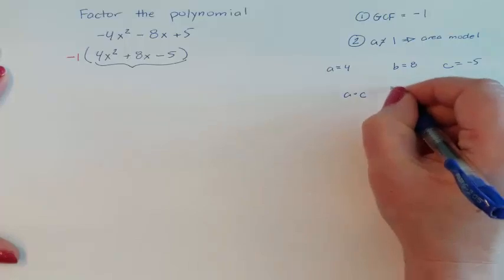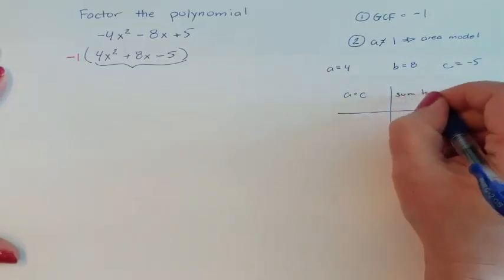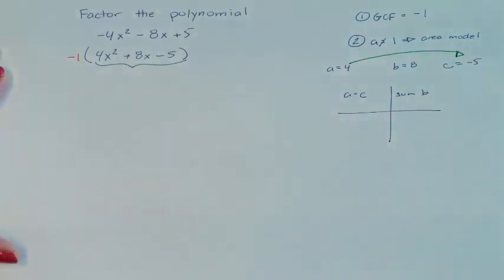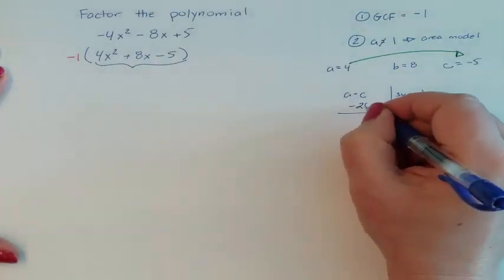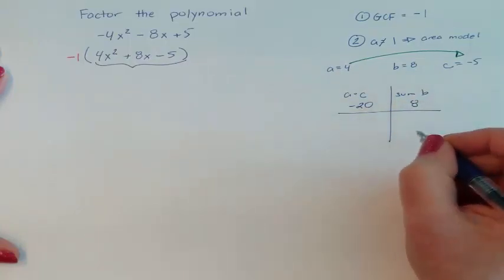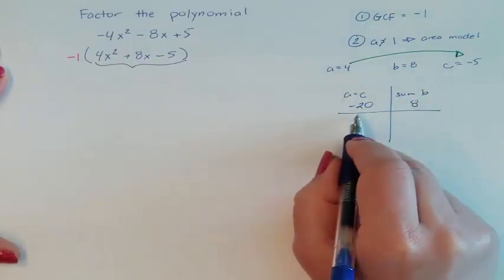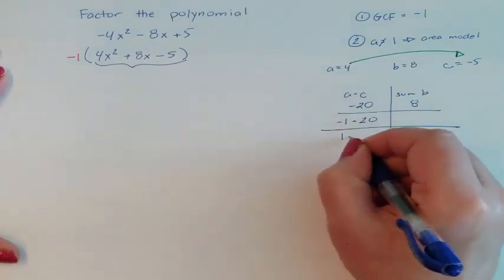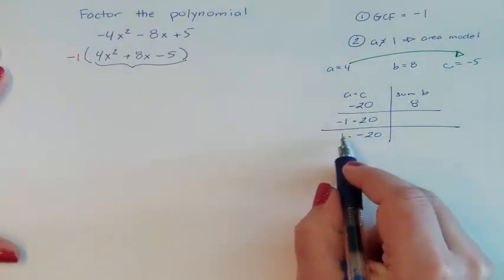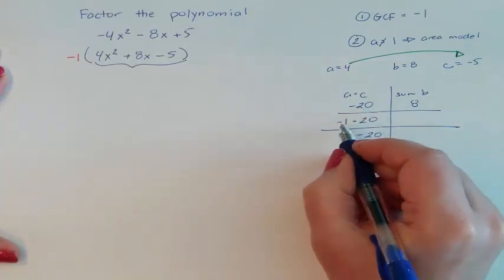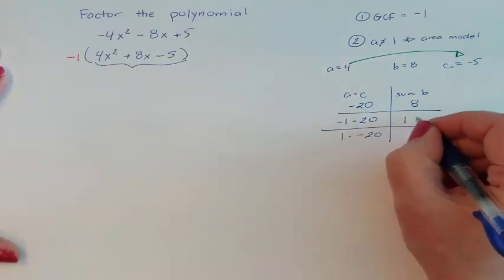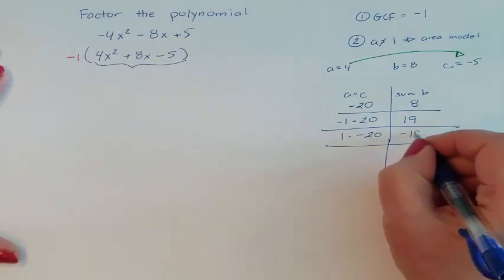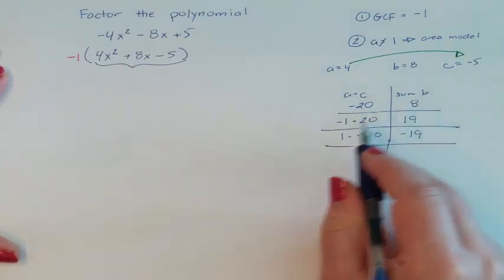We have to do the A times C to figure out who adds up to B. So A, 4, times C, negative 5, means I'm looking for a negative 20. B is 8. So I need all the ways that multiply to give me negative 20. I have a negative 1 times 20, or the negative was on the 20. Both of these would give me negative 20. If I add negative 1 and 20, I get a 19. If I add 1 to a negative 20, I end up getting a negative 19. So neither of those give me the 8. So the ones didn't work.